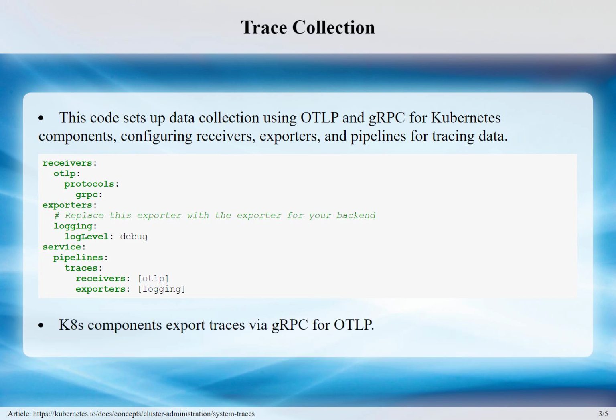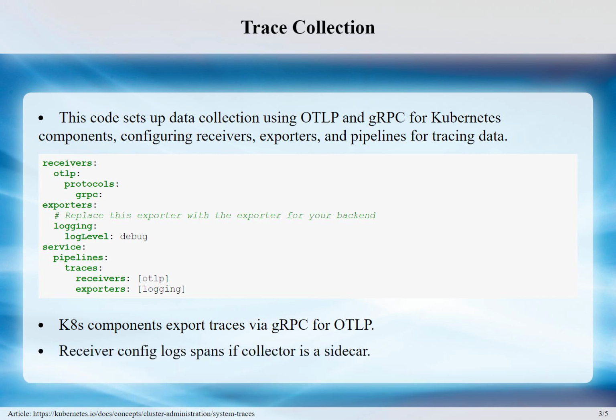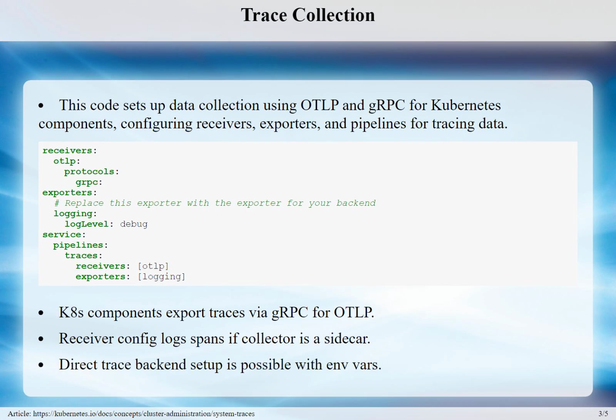Kubernetes components can export traces with built-in gRPC exporters using the OTLP protocol, either utilizing an OpenTelemetry collector or directly specifying a backend address. To collect traces, a receiver configuration is needed if the collector is used as a sidecar. Logging spans to standard output. This configuration is specified in the Kubernetes tracing configuration file. Setting trace backends without a collector is possible by defining the endpoint field. Authentication and trace resource attributes can be managed using specific environment variables.